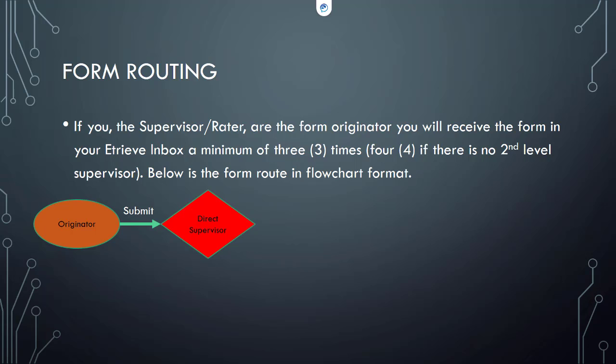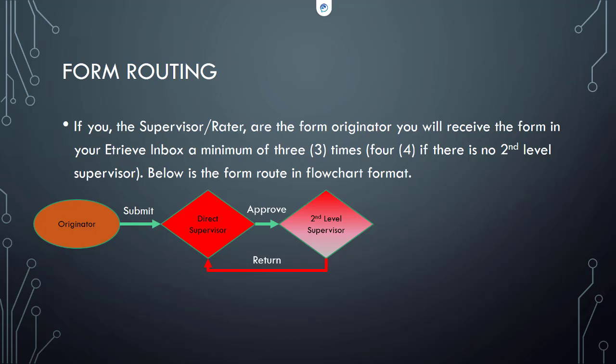Once the direct supervisor has reviewed the form and done all the ratings, they're ready to click the Approve button. That will send the form to the second level supervisor. If there is no second level supervisor, the form will go back to the direct supervisor. Once the second level supervisor has completed their review, they click the Approve button, or if corrections need to be made, they can send it back using the Return button to the direct supervisor.